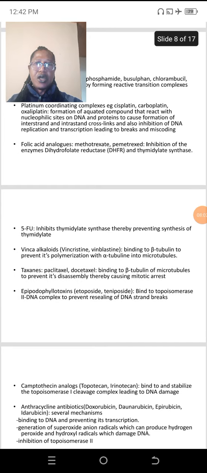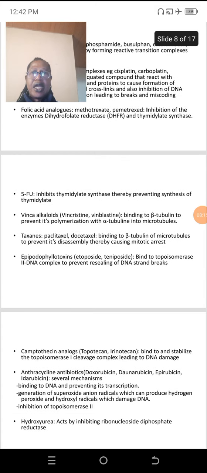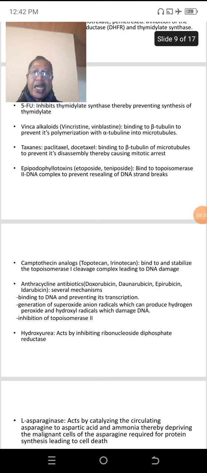The epipodophyllotoxins, etoposide and teniposide, bind to topoisomerase II DNA complex to prevent resealing of DNA strand breaks, thereby leading to DNA damage. The camptothecin analogs, topotecan and irinotecan, bind to and stabilize the topoisomerase I cleavage complex, thereby leading to DNA damage. The anthracycline antibiotics, doxorubicin, daunorubicin, epirubicin, and idarubicin, act through several mechanisms.